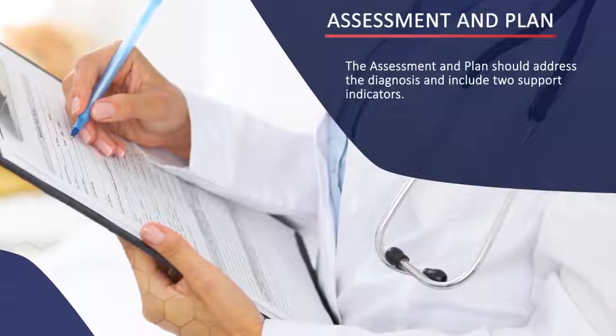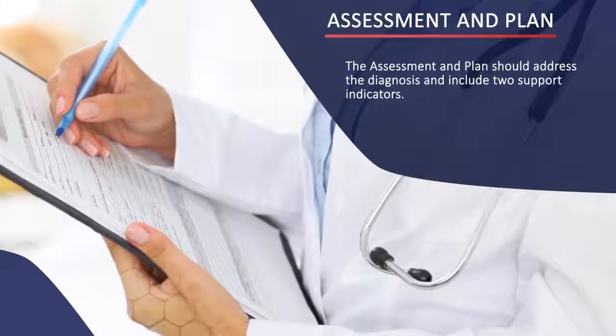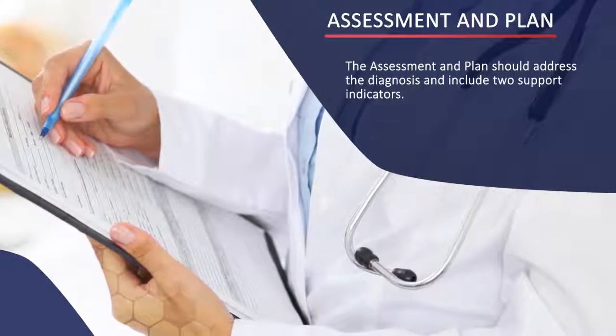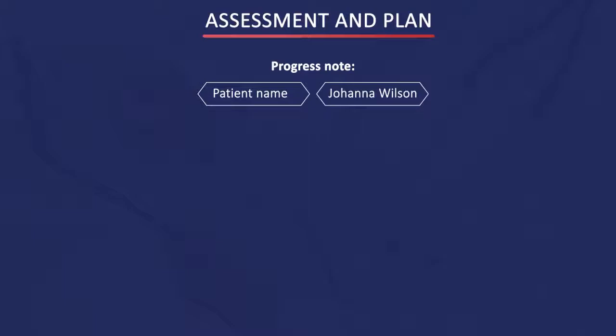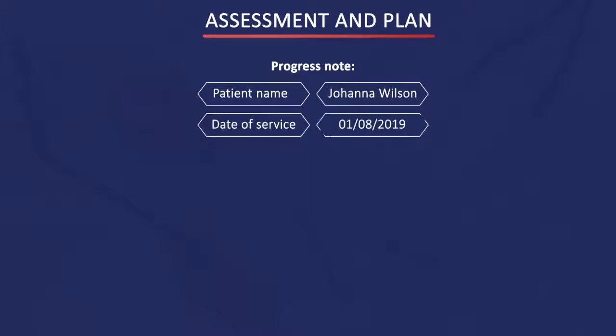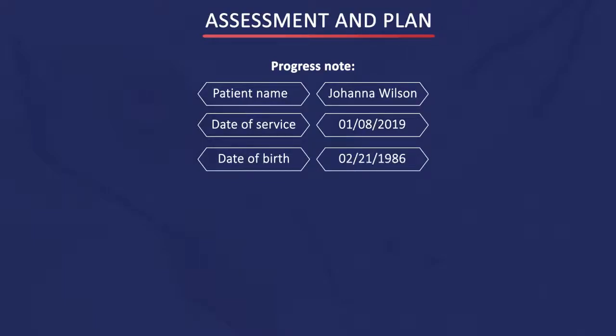The assessment and plan should address the diagnosis and include 2 support indicators. Let's see an example of a progress note. Patient name: Joanna Wilson. Date of service: January 8, 2019. Date of birth: February 21, 1986.